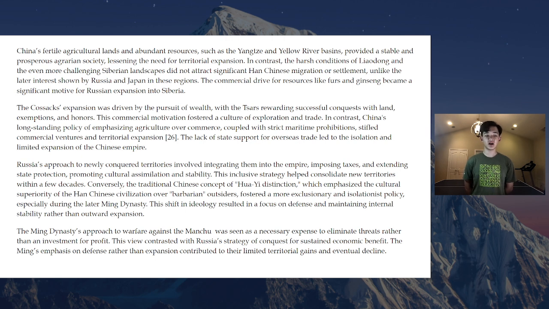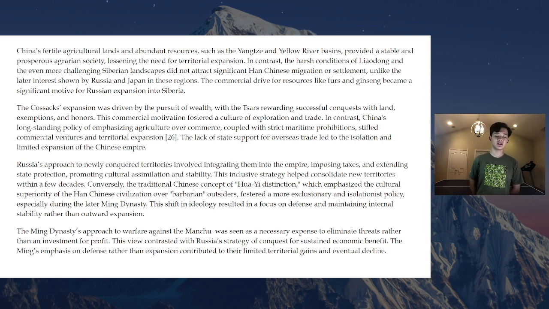In contrast, China's long-standing policy of emphasizing agriculture over commerce led to a lack of state support for overseas trade and isolation and limited expansion of the Chinese empire. Russia's approach to newly conquered territory involved integrating them into the empire, imposing taxes, and extending state protection. This was a very inclusive strategy that helped consolidate new territories within a few decades. However, the traditional concept of Chinese Huayi distinction emphasized the cultural superiority of the Han Chinese civilization over outsiders, and as a result, they just weren't as inclusive as the Russians.